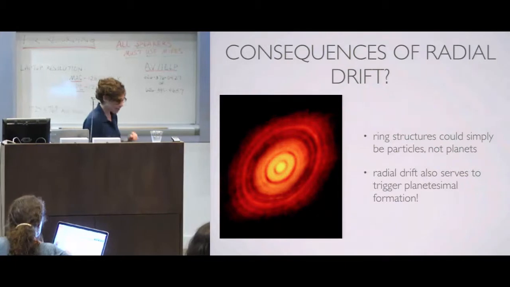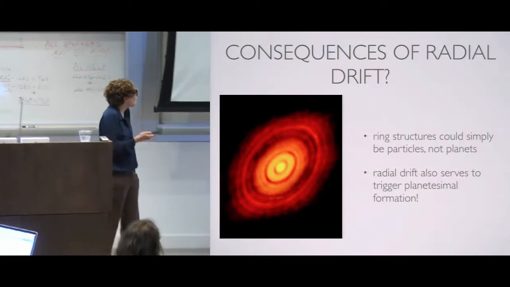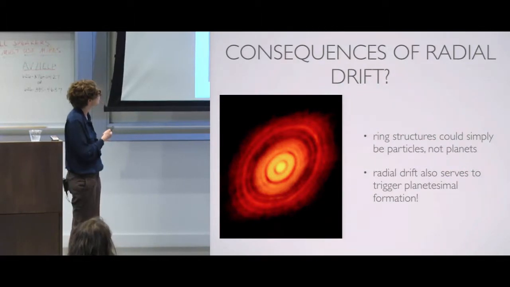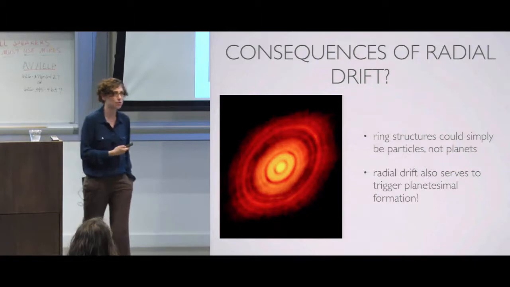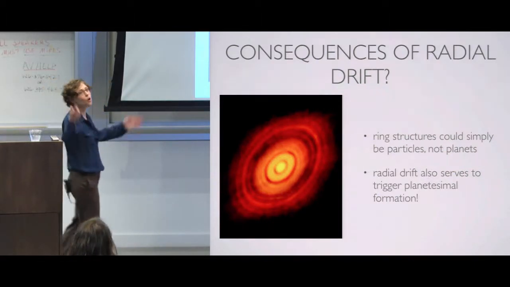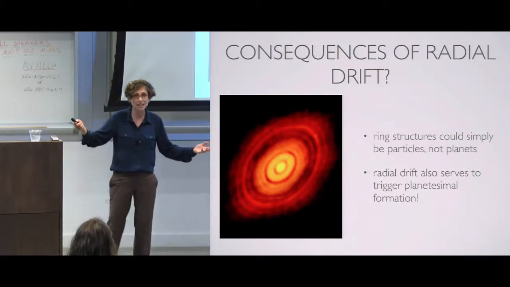So I said that we not only observe the particles, but we may actually be seeing consequences of radial drift and pressure bumps in the form of these ringed structures. So I'm sure everybody's seen this beautiful image of HL Tau, and the standard thing that everybody wants to tell you is that, oh, these holes are made by planets.